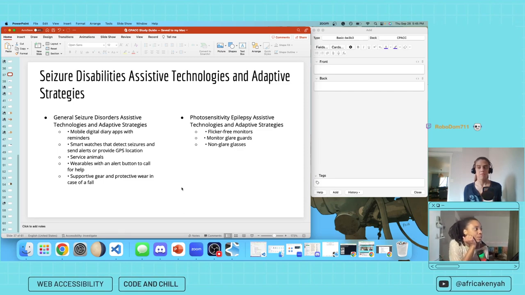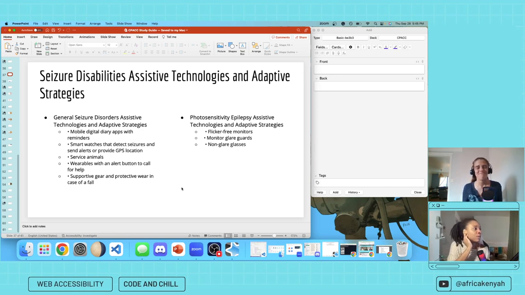Let's talk about some assistive technology and adaptations. For general seizures, they have things like mobile digital diary apps with reminders, and smartwatches that detect seizures, send alerts, and provide GPS location. That's really cool. Service animals can detect when you're about to have a seizure and either alert you so that you can get somewhere safe, or alert someone else so that they can get to you. Some of them are also trained to help you fall safely. Wow. I know, they're amazing. Service dogs, that's just beyond.